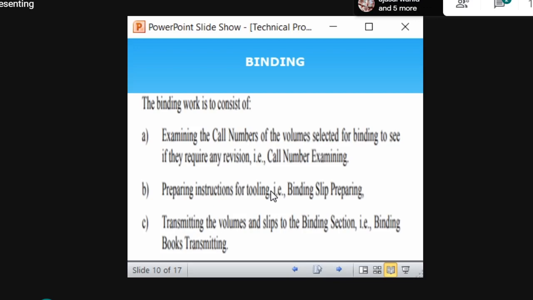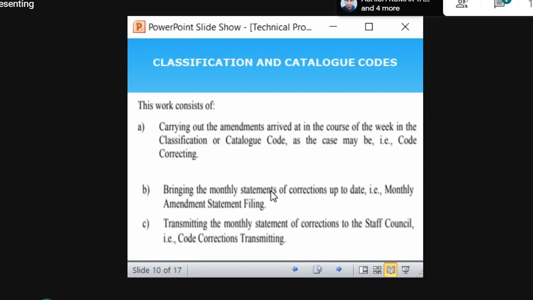Again they will prepare instructions for tooling. So, binding slip preparation and transmitting the volumes and slips to the binding section. Okay, so binding books transmitting. These are the books that require binding, so they will transmit them, prepare a slip for that, and transfer them to the binding section. Okay. Again, classification and cataloging codes.